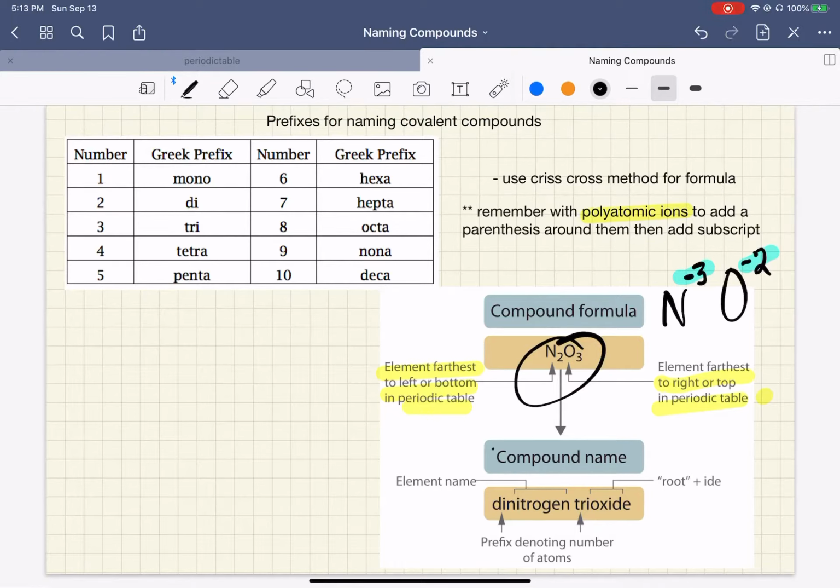In general, the only time you use the mono is if it's in the second element. An exception of that would be, we could do carbon monoxide. We could kind of leave that there, okay?